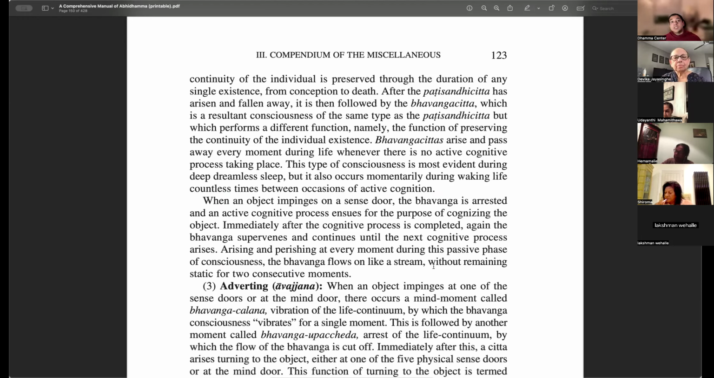So now the process of death occurred, and the next moment is going to be the Patisandhi. The Patisandhi can only arise when the base of mind is present.